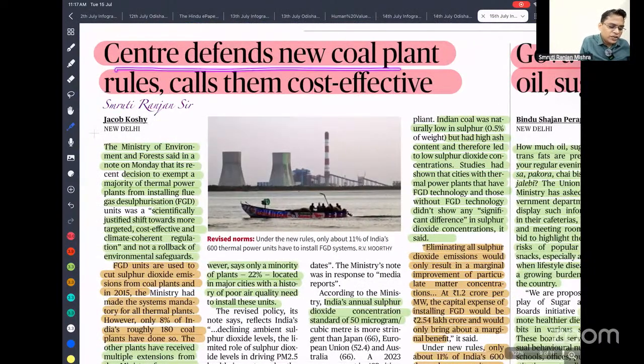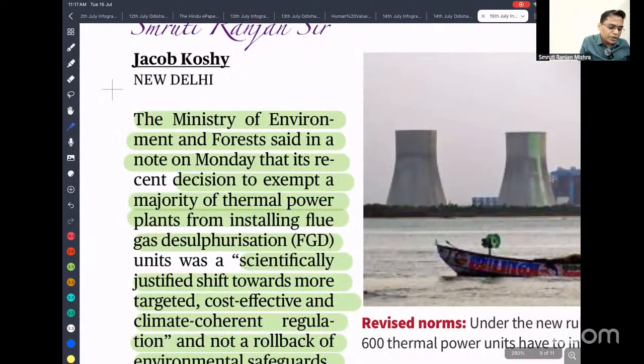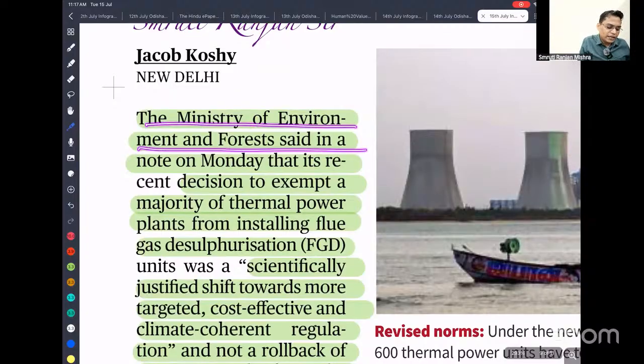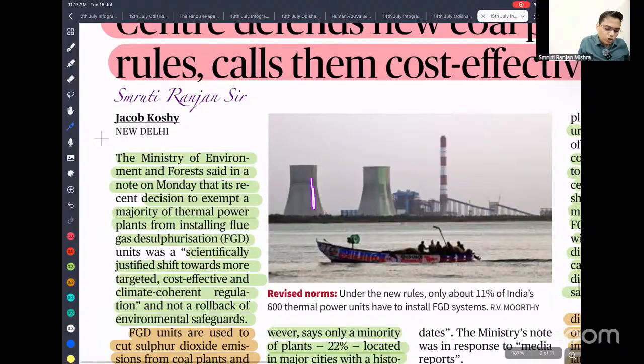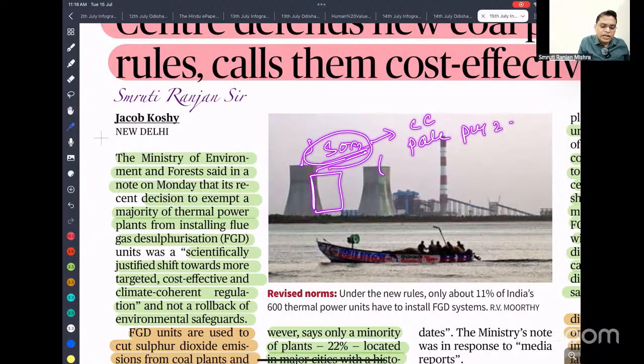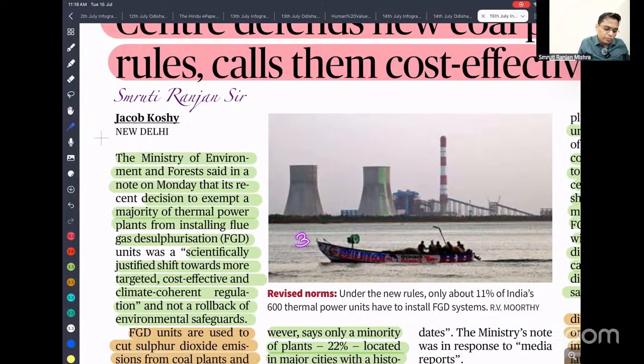The Centre defended the new coal power plant rule and called it cost effective. The Ministry of Environment, Forest and Climate Change said in a decision to exempt the majority of thermal power plants from installing flue gas desulfurization. So let me tell you what happened. The thermal power plants emit a lot of sulfur dioxide, and sulfur dioxide plays a main role in climate change, pollution, and PM 2.5. It is also creating acid rain. It is also creating all these lung-related diseases, lung cancer, and around millions of people are dying each and every year because of this pollution.